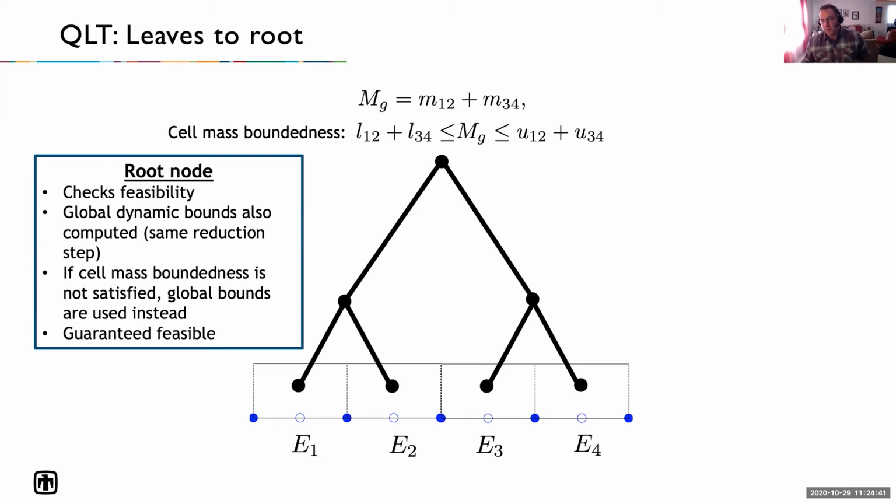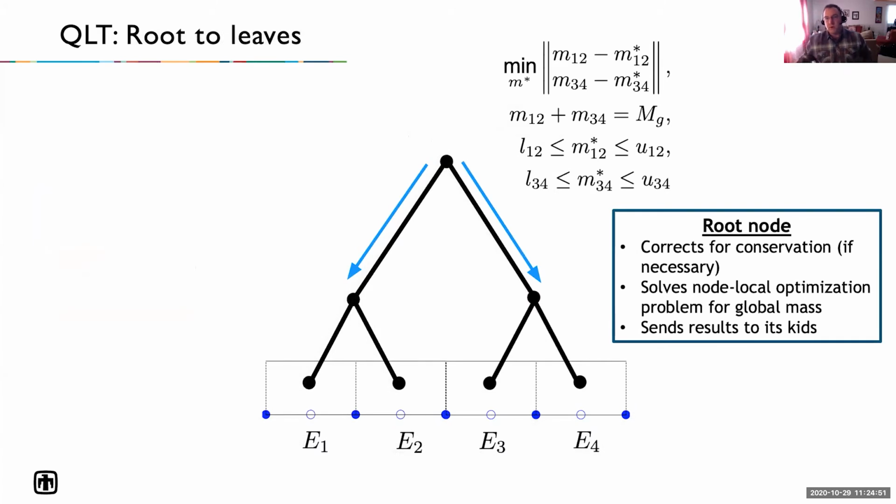And now you're automatically assured feasible. We call that our safety problem. But anyhow, let's just assume that we have the nice case where it's cell mass bounded to begin with. Now the root node solves the optimization problem for itself. It's a node local optimization problem where you find the minimum in the least square sense that achieves these things.